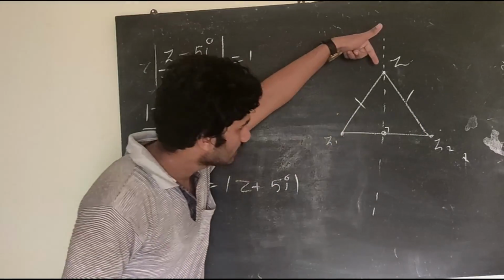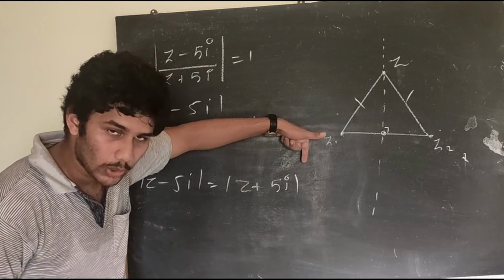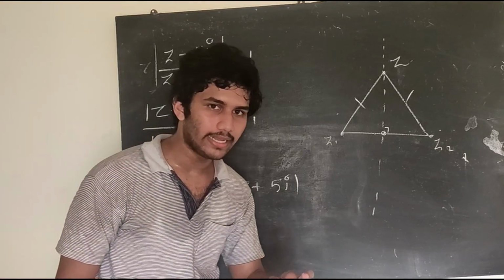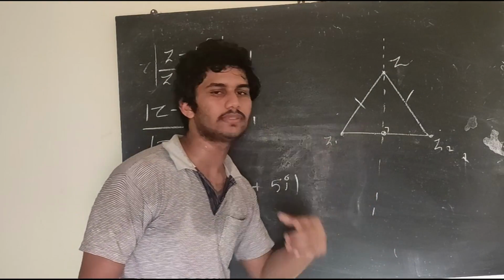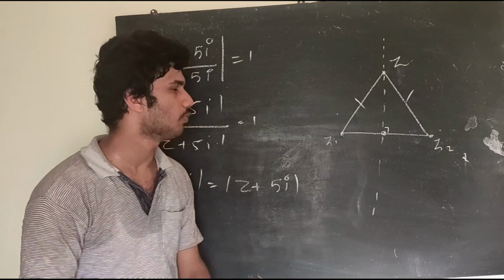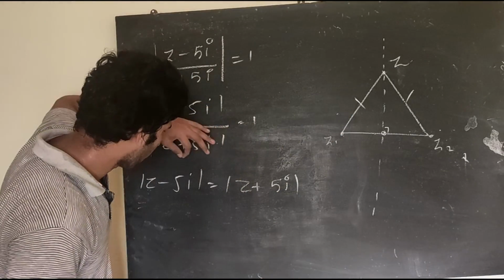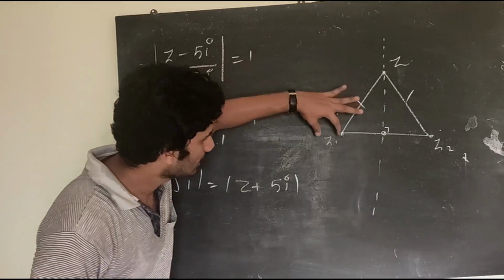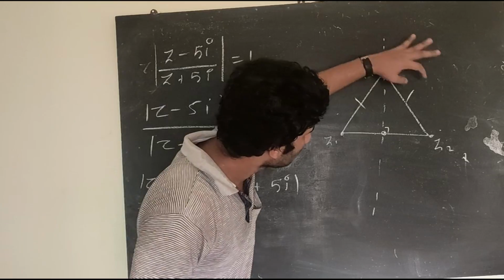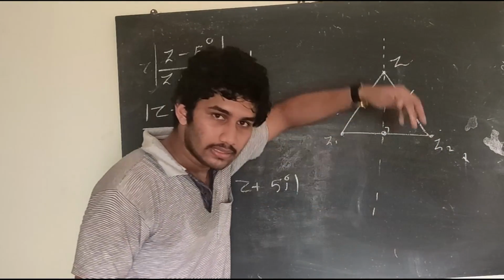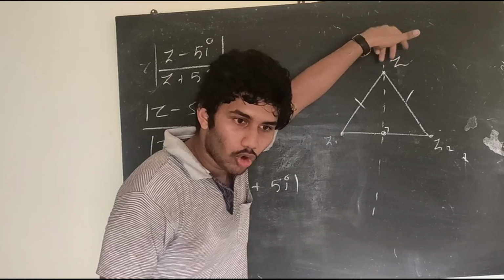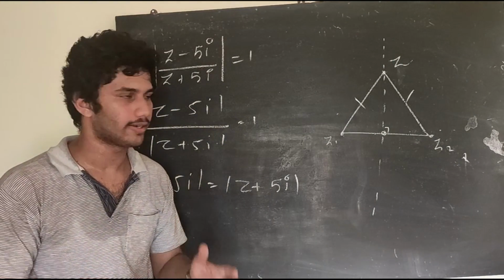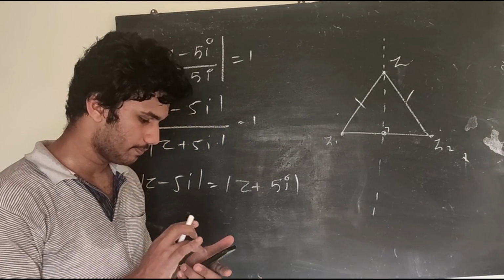If the distance Z minus Z1 is equal to Z minus Z2, then Z lies on the perpendicular bisector of Z1 and Z2. I'll tell once more. If the condition is modulus of Z minus Z1 is equal to modulus of Z minus Z2, that is, the distance from Z to Z1 is equal to the distance from Z to Z2, then the complex number Z lies on the perpendicular bisector joining Z1 and Z2. Hope you understand that. So now let me move to the slide.